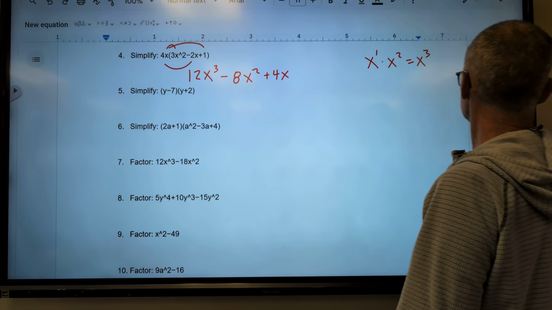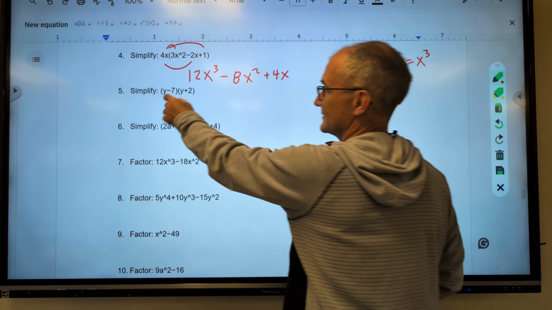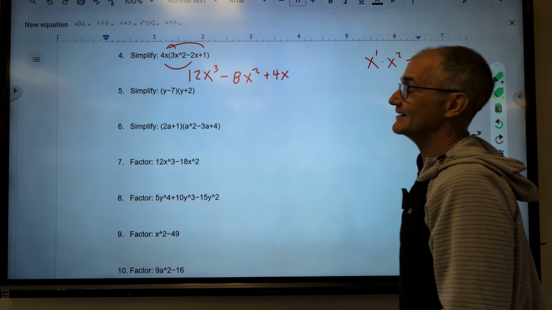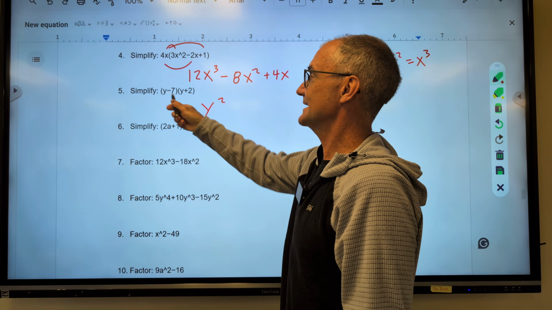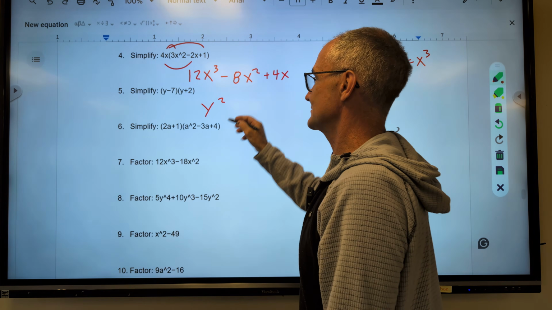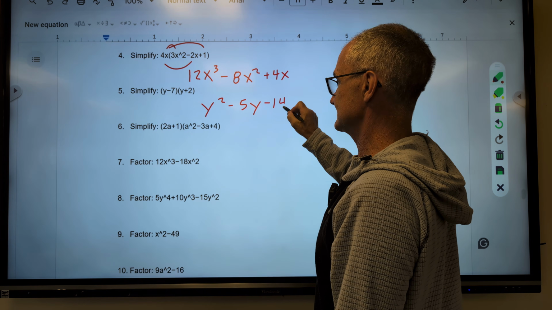Number 5 right here. Binomial, binomial. I have to FOIL it out. y squared minus 7y plus 2y minus 5y. That's combined, minus 14.